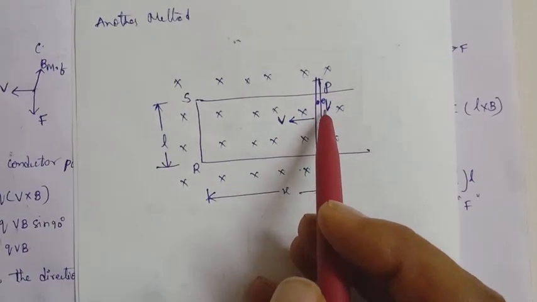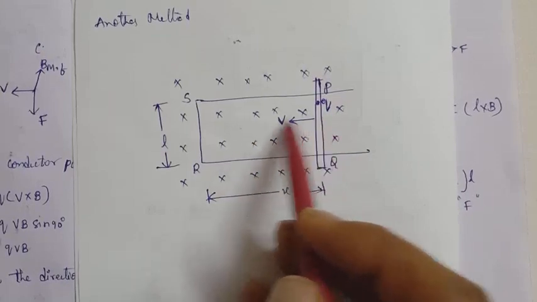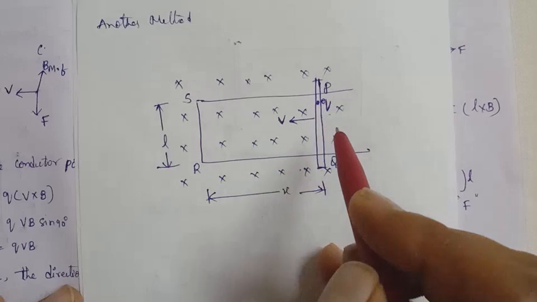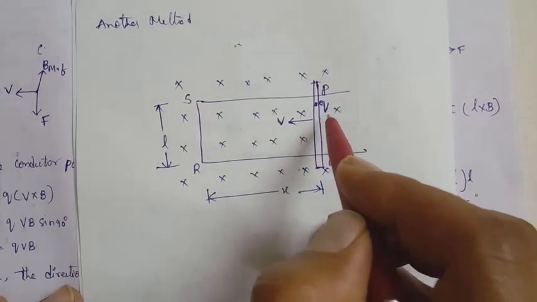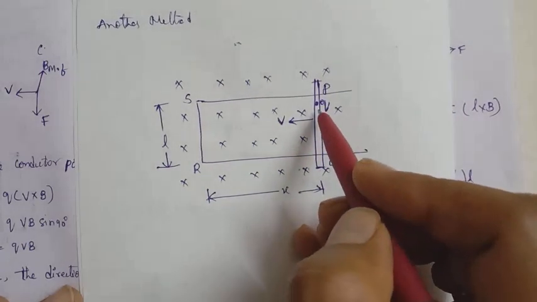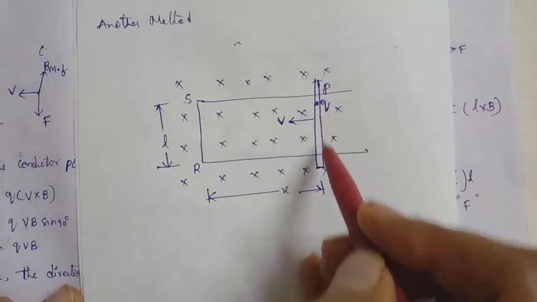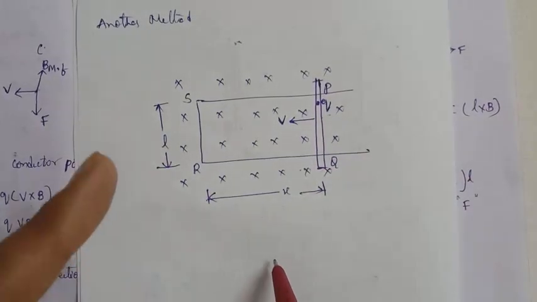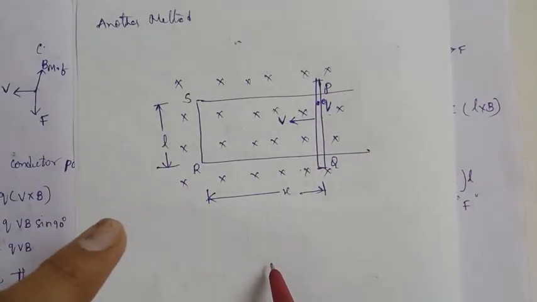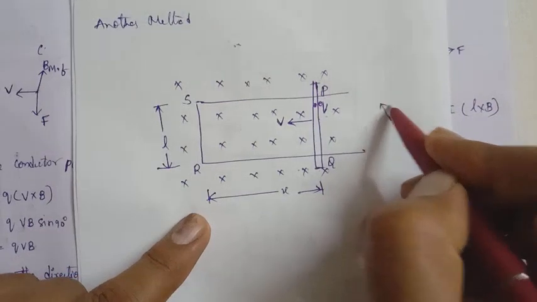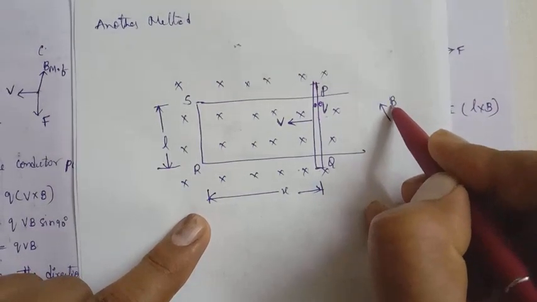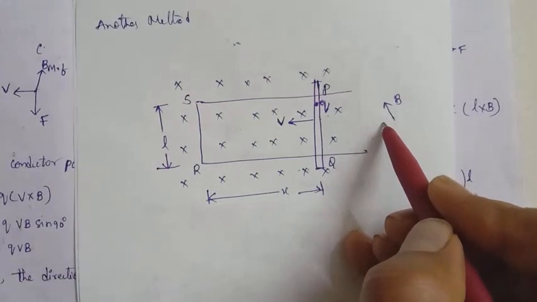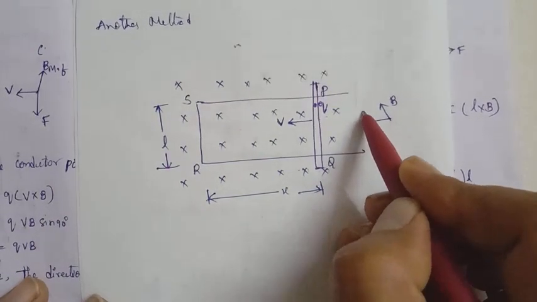So here this charge is moving with velocity v in this direction, and the direction of the magnetic field is into the paper. At that time, what is the motion of this charge in the downward direction? According to Fleming's left hand rule, the magnetic field is into the paper. Your forefinger you take as into the paper, the B direction, and your middle finger you take as the direction of v.